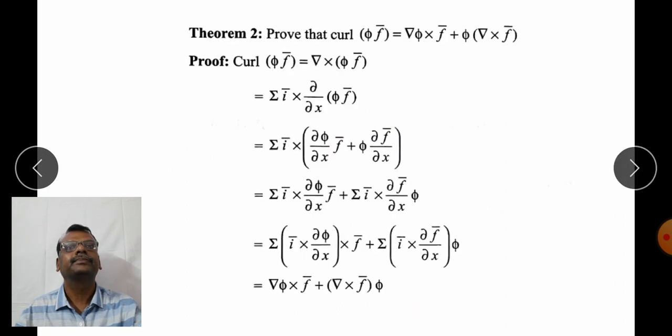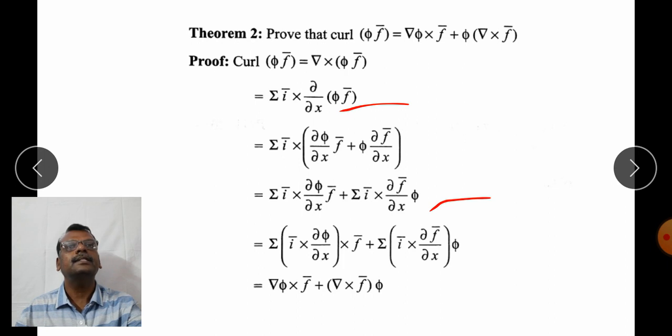There it ends. And now the second theorem: prove that curl of phi f bar is equal to del phi cross f bar plus phi of del cross f bar. Now coming to the proof, curl of phi f bar is equal to del cross of phi f bar. For simplicity we take the summation, that is equal to summation i cross of dou by dou x of phi f bar, that is equal to summation i cross of dou phi by dou x f bar plus phi into dou f bar by dou x, that is split into two summations in the next term: summation i cross dou phi by dou x f bar plus summation i cross dou f bar by dou x.